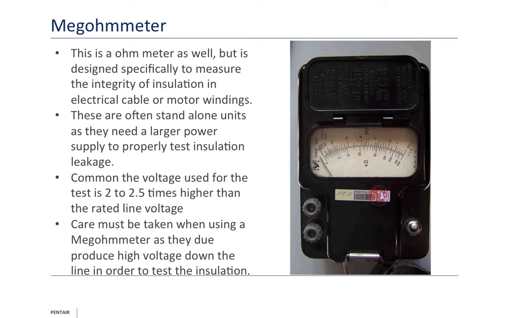A meg ohm meter puts out voltage anywhere from 50 volts to 1,000 volts DC. Typically, they test the wires and the motor and its ability to keep electricity from getting to the ground and hurting someone or causing stray capacitance. The general rule of thumb is, if you set your meter from 50 to 1,000 volts DC, you take your voltage, say you're at 230, and you double it or multiply it by 2.5, and that's what you set your meter for.